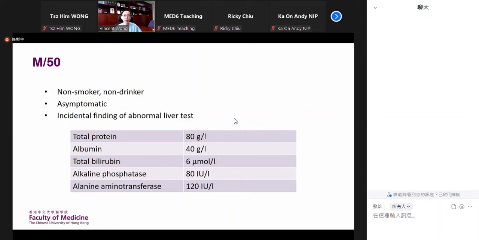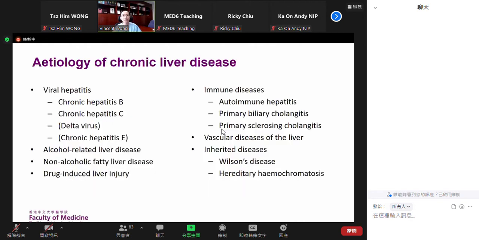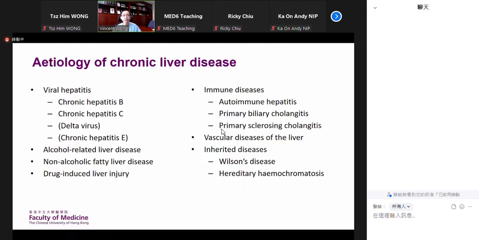found to have abnormal liver tests. As you can see, the main abnormality here is a raised ALT level of 2 to 3 times the upper limit of normal. Now, of course, this is rather non-specific. In fact, any chronic liver disease can give you this pattern.